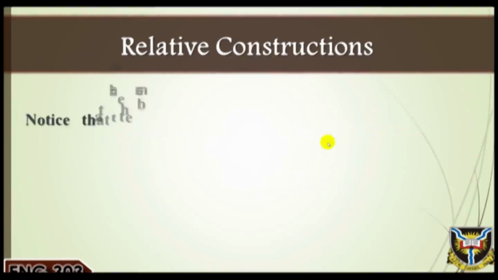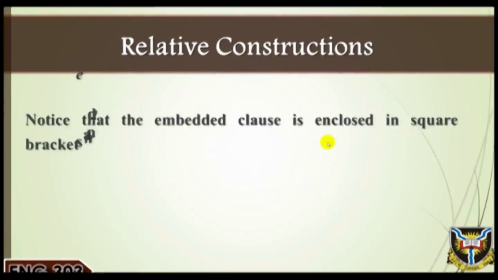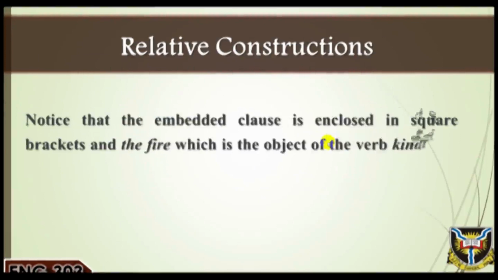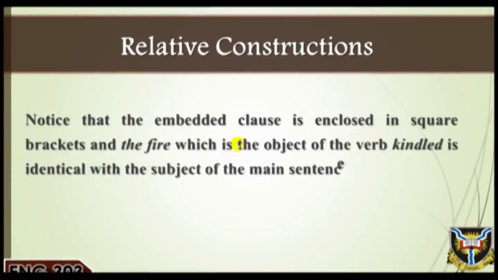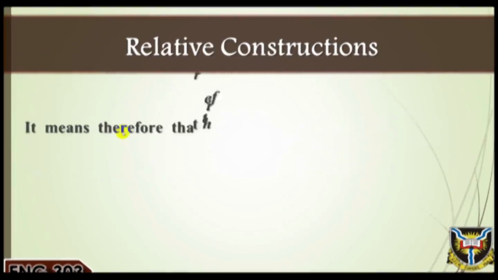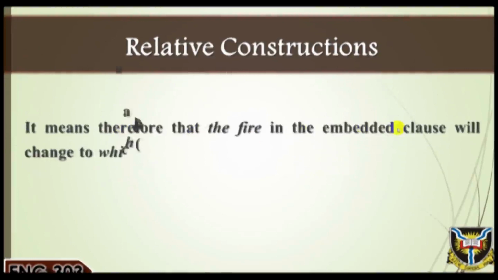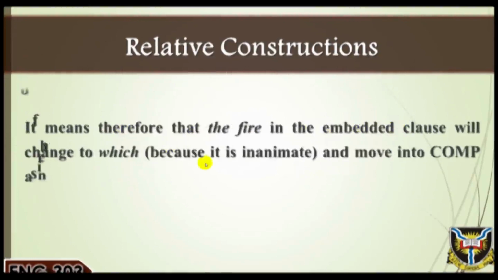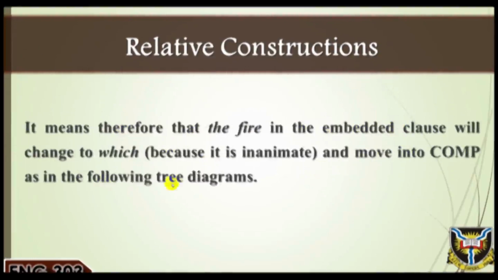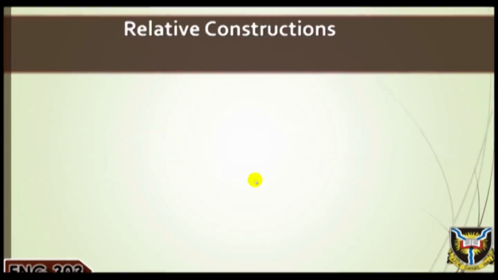Notice that the embedded clause is enclosed in square brackets, and the fire, which is the object of the verb kindled, is identical with the subject of the main sentence. It means, therefore, that the fire in the embedded clause will change to which because it is inanimate and move into COMP as in the following 3 diagrams.